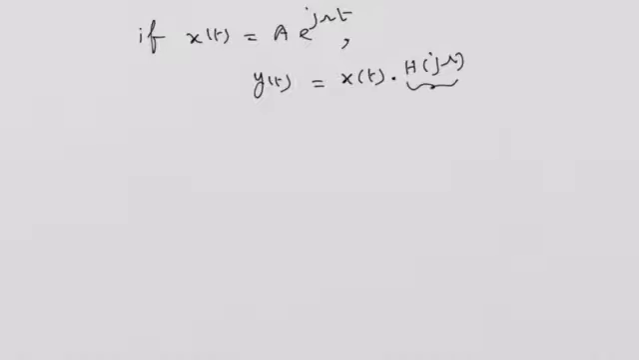If x of t is equal to A e power j omega t, then y of t is simply x of t multiplied by, modulated by, H of j omega. So, this is how the output is generated.